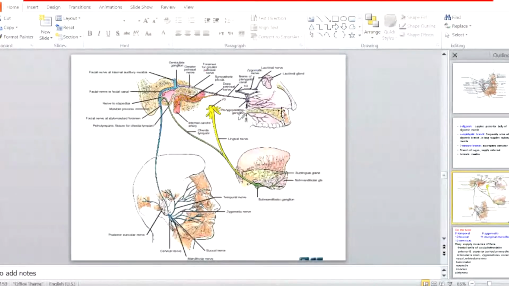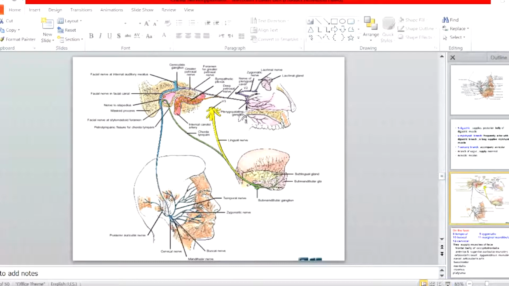In this schematic diagram, now is slide number 34, is it with all of you? This is a schematic diagram to show the course and branches of the facial nerve. It has a complicated course. Sometimes in books, the facial nerve is described as a story, just like the story of Alice in Wonderland. The same thing is for the facial nerve.